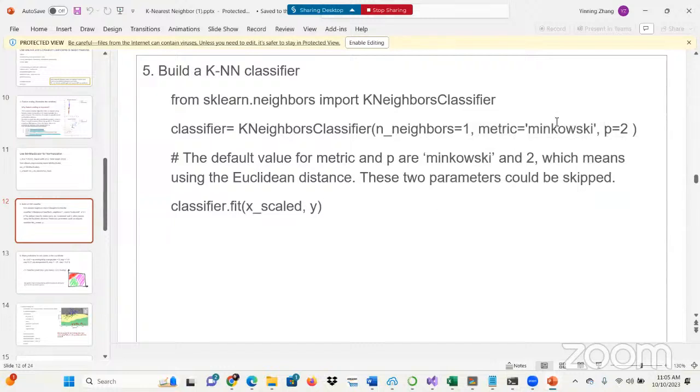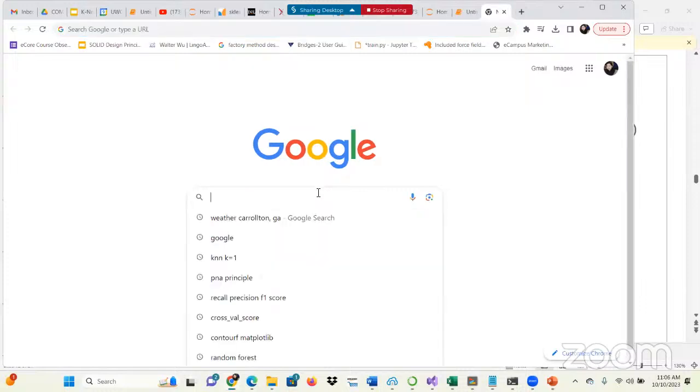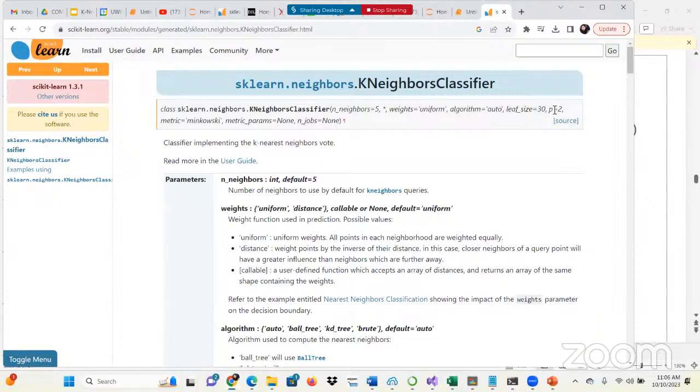And this metric means that this will choose the Minkowski. If we choose this metric and choose this power equals 2, that means you're using Euclidean distance. I believe the default value is 2. Default value should be 2. That is a Euclidean distance. Let's quickly check, okay? See, this power default value is 2.